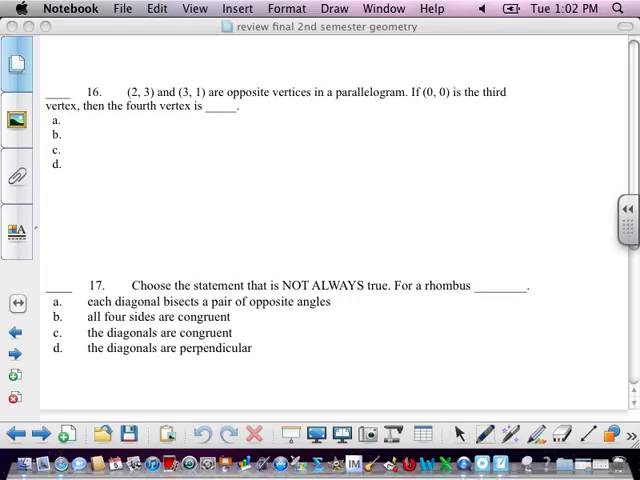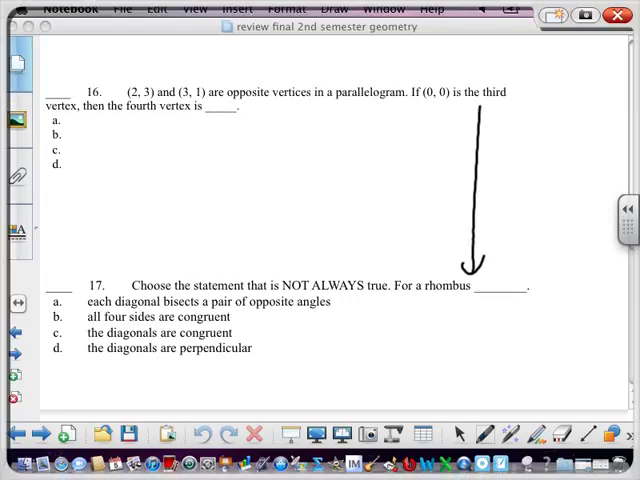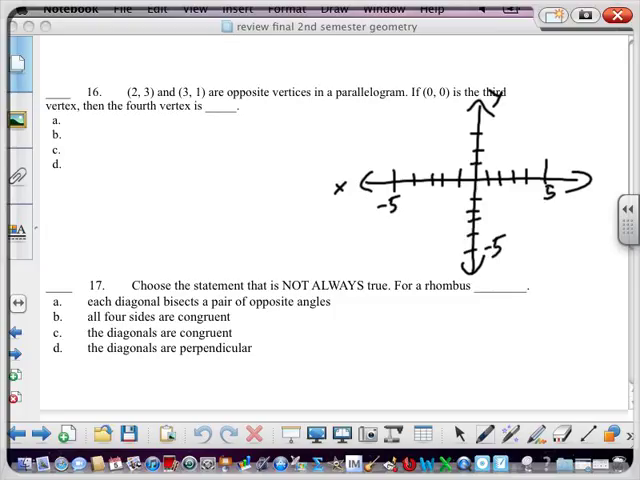Okay, so let's first draw the y-axis and the x-axis. 1, 2, 3, 4, 5. First, we're going to plot the point (2, 3). Then we'll plot the point (3, 1). And we know we've got (0, 0).